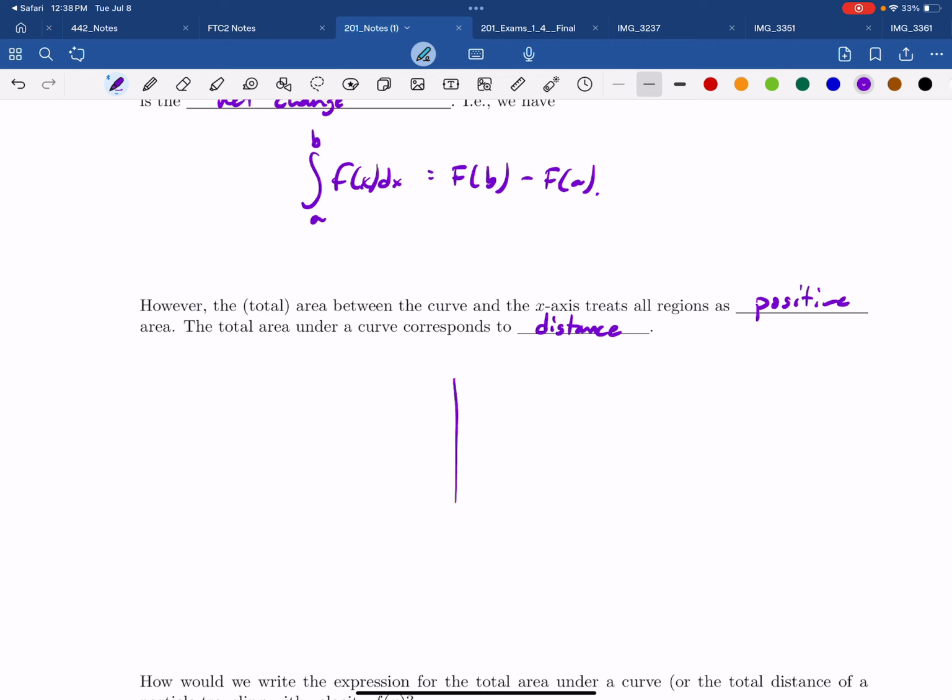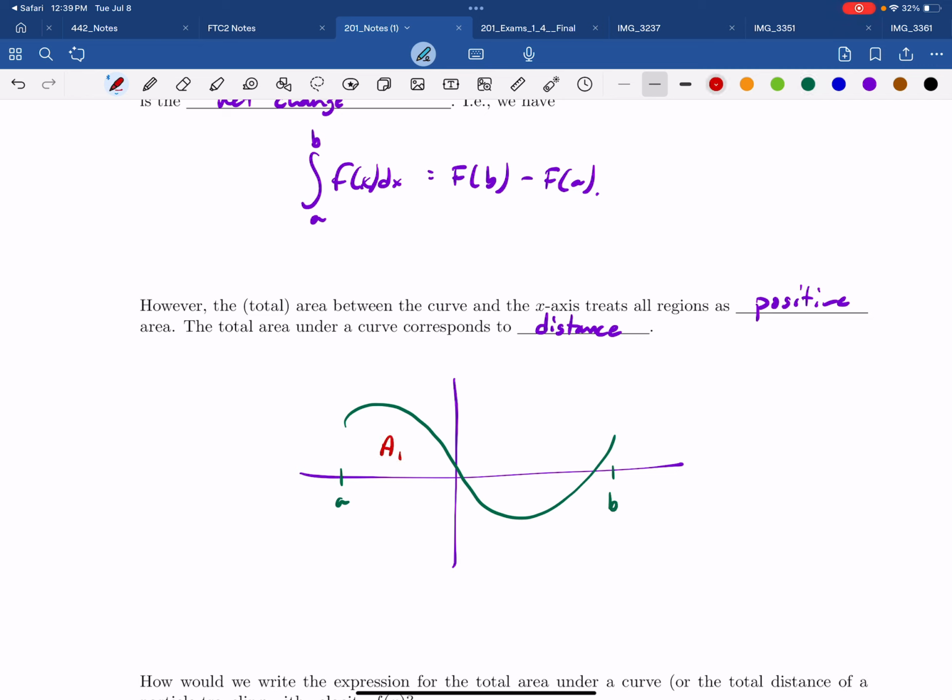So just to illustrate this very quickly, let me do something like this. If we have a curve from A to B, we'll call this A1, A2, and then that right there is A3. So we would say displacement, or net distance, equals A1 minus A2 plus A3, right? If you were to find each of those areas. Distance equals A1 plus A2 plus A3.